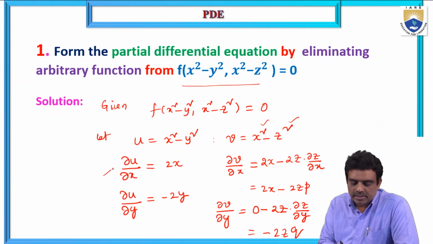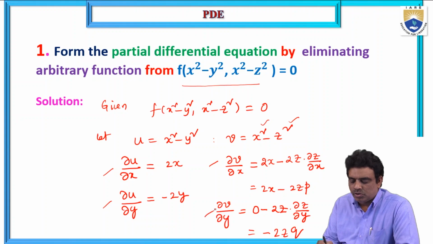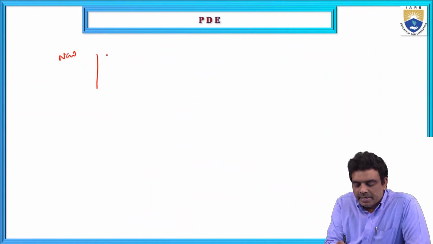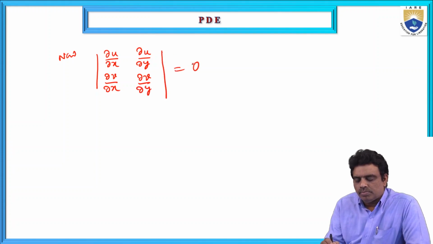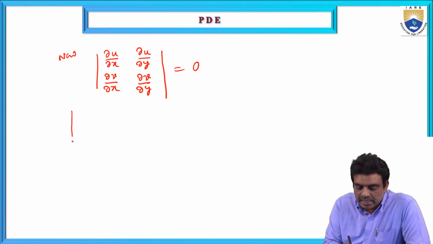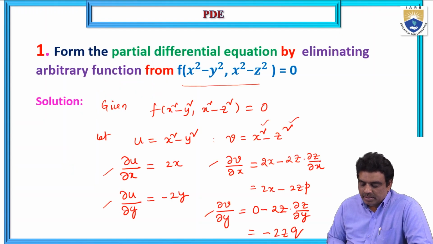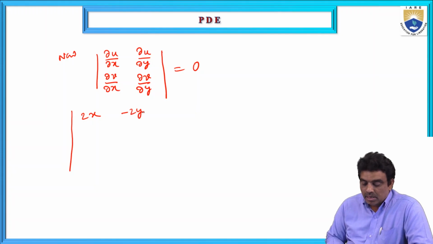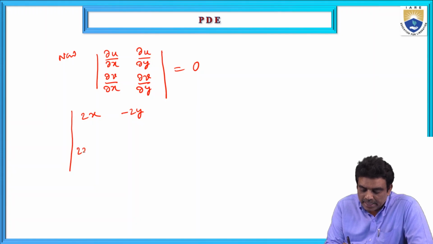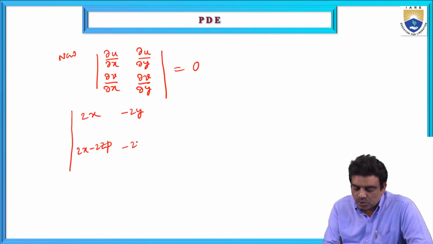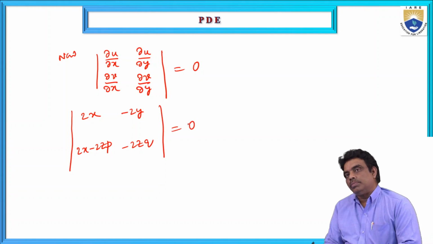So we have calculated dou u by dou x, dou u by dou y, dou v by dou x, dou v by dou y. Now, the eliminant of the function is the determinant of dou u by dou x, dou u by dou y, dou v by dou x, dou v by dou y equal to 0. That is the determinant of 2x, minus 2y, 2x minus 2zp, and minus 2zq, is equal to 0.